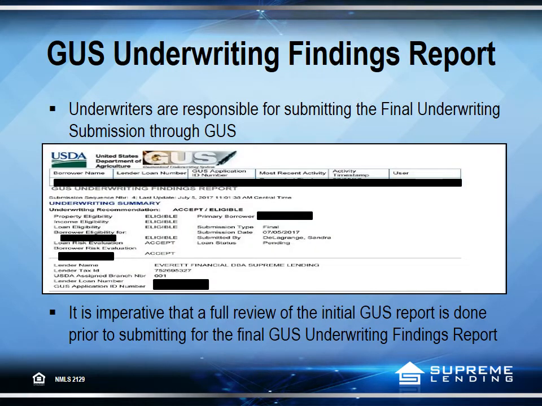Underwriters are responsible for submitting the final underwriting submission through GUS. The recommendation is only valid if the data entered is accurate and supported. If GUS is loaded with incorrect and/or unsupported data, then the underwriting recommendation will not be valid. It is imperative that a full review of the initial GUS report is done prior to submitting for the final GUS underwriting findings report.